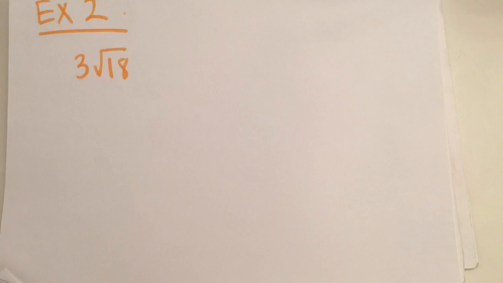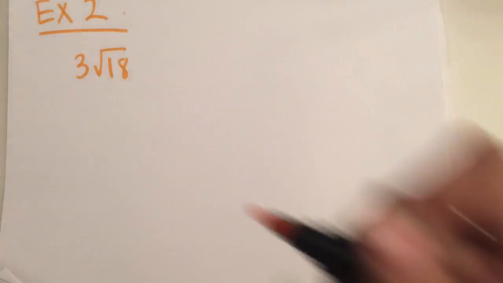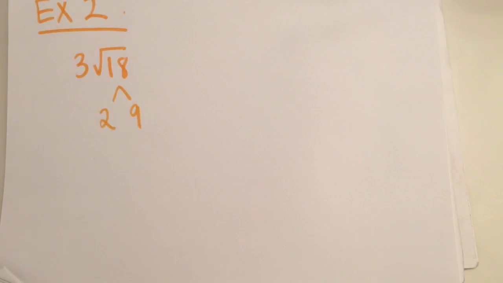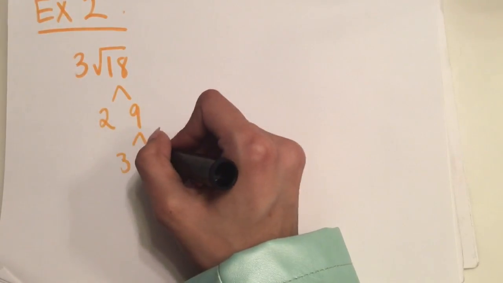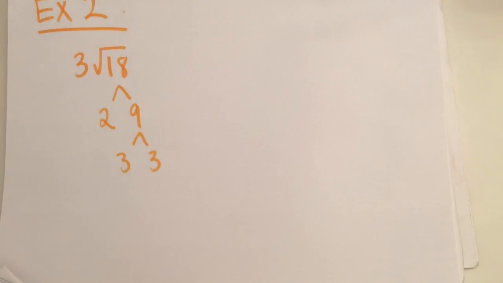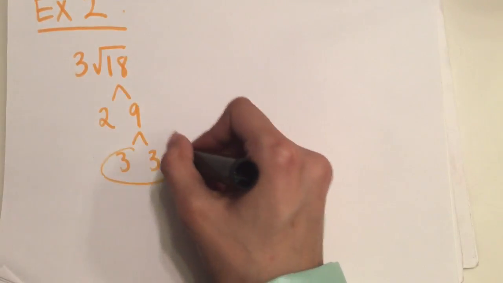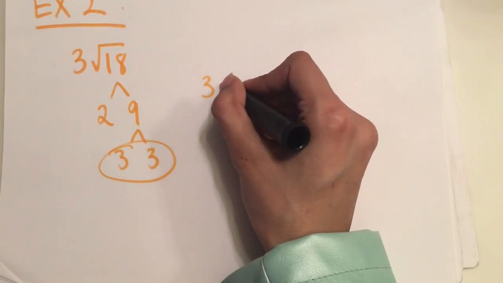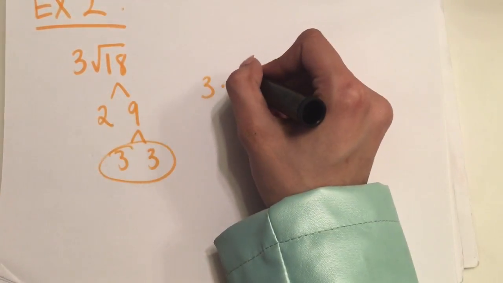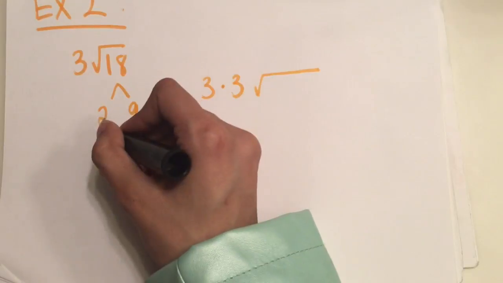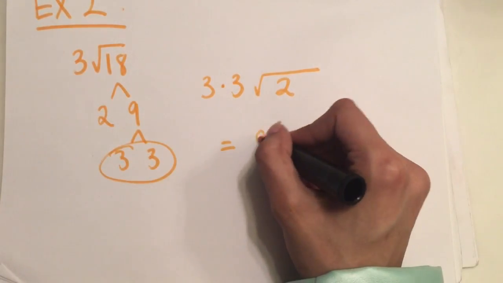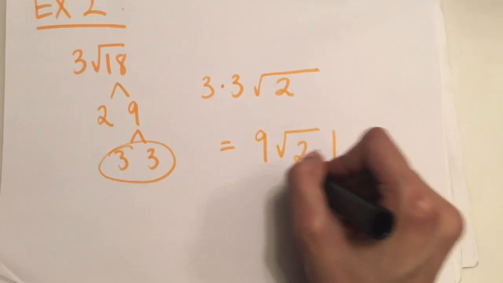Example 2 is 3 root 18. To solve this problem, you have to root 18. So 2 times 9 equals 18. So now you root 9, so it's 3 times 3. So you put 3 times 3 root of 2. So your answer is 9 root of 2.